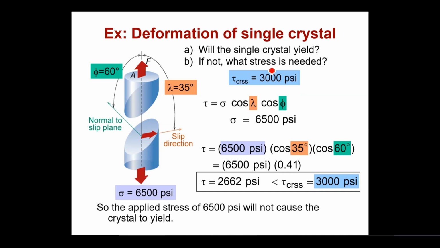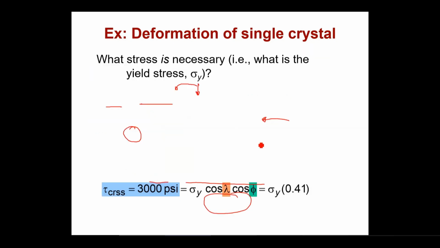I am asking that if this much normal stress is not causing the deformation in the material, how would you find out the stress that would cause deformation in the material? How will you find out? Can you hear me? Yes sir. We will equate the resolved stress to 3000, then put the values of lambda and phi there, and from that we can calculate it. Absolutely.